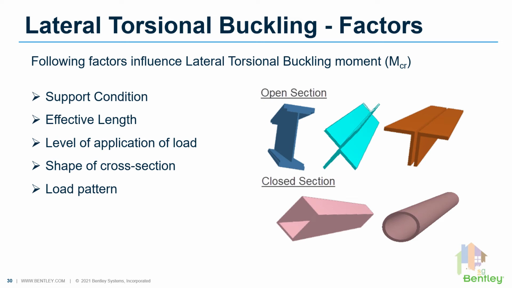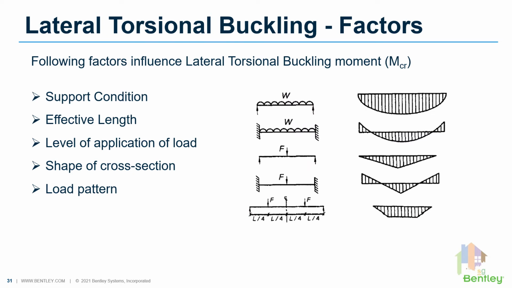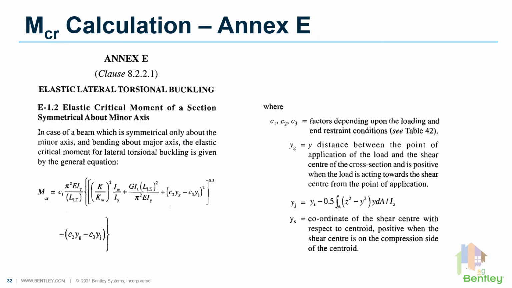There are other factors also. Different cross-section shapes, like open or closed sections, have different resistance to lateral torsional buckling. Open sections are more vulnerable to lateral torsional buckling than closed or hollow sections, as these sections have higher torsional resistance. I'll discuss how the code handles the effect of shapes on bending capacity calculation shortly. Finally, the load pattern has a major role in this. The buckling resistance of a section subjected to a uniform bending moment distribution along its length is less than the same section subjected to a different bending moment distribution.